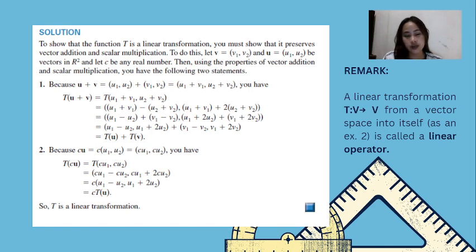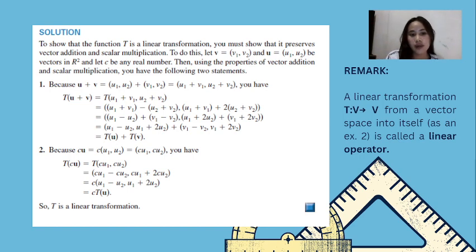Next is the scalar multiplication. Because cu = c(u1, u2) = (cu1, cu2), we have T(cu) = T(cu1, cu2).